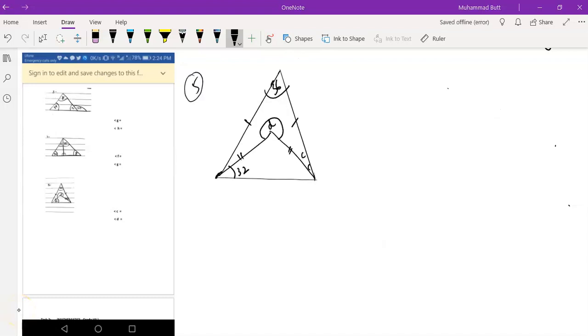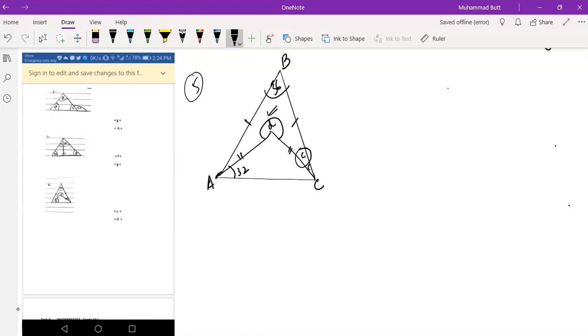In this figure, two triangles are shown. One is the bigger triangle. Let's suppose we can name it as A, B, and C, and it's an isosceles triangle. There is another small triangle inside the triangle. Again, it's an isosceles triangle. And we have to find out the angle C over here and the angle D over here.